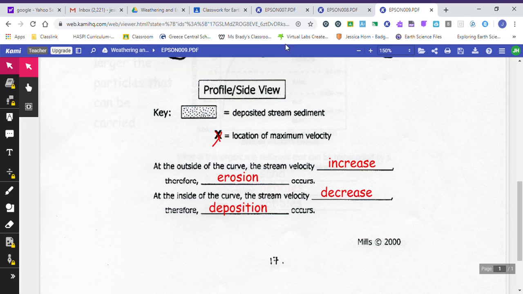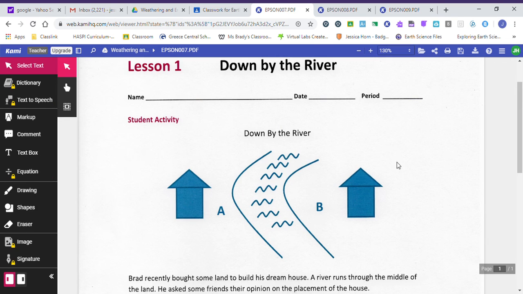Okay. Now if I go back to my original picture, back to this picture of Brad who bought a piece of land and a river runs through it and he wants to know what side of the river he should build his house on. Based on what we just talked about, which side of the river should he build his house? Should it be on the outer part of the river or on the inner part of the river? And I'm hoping you can even explain why.